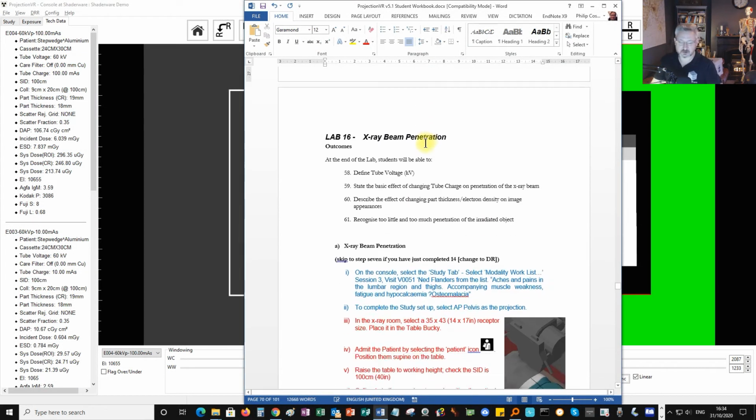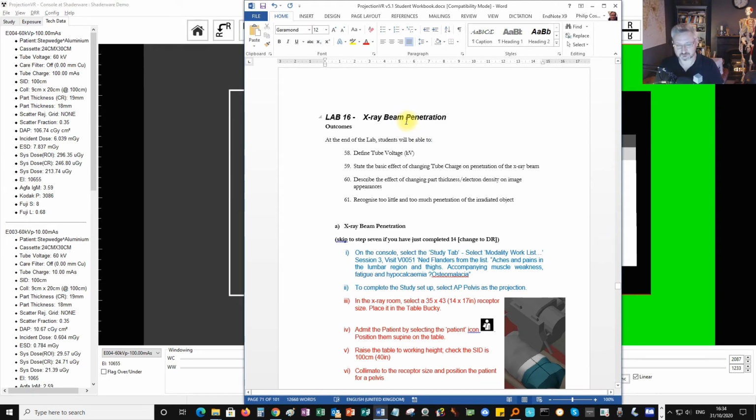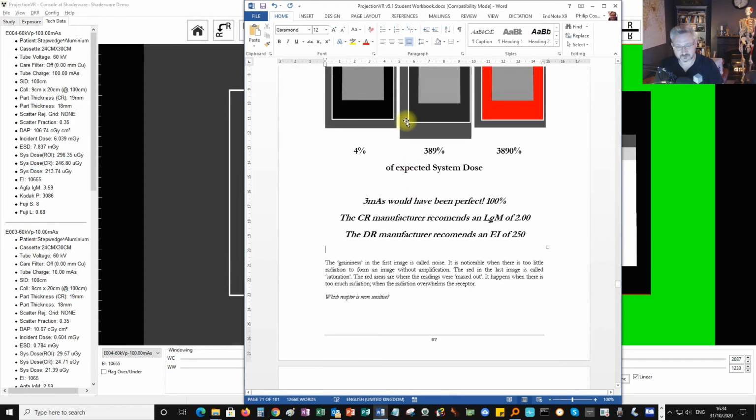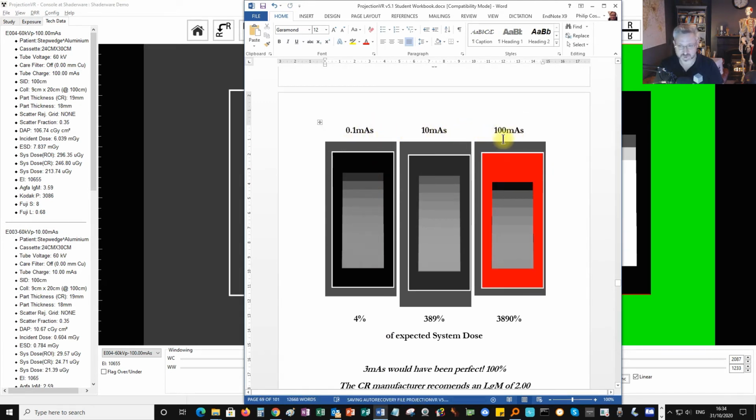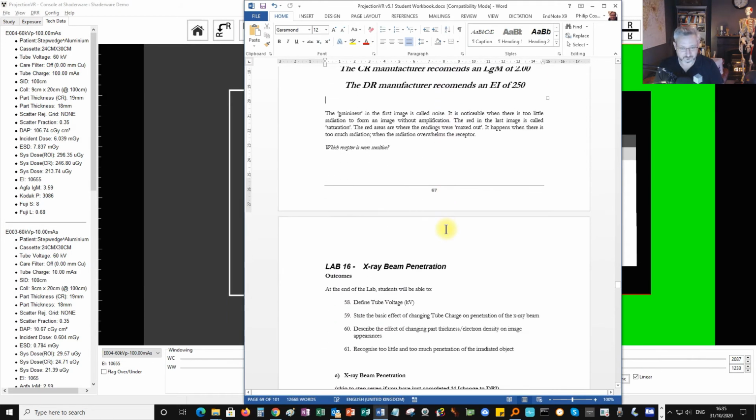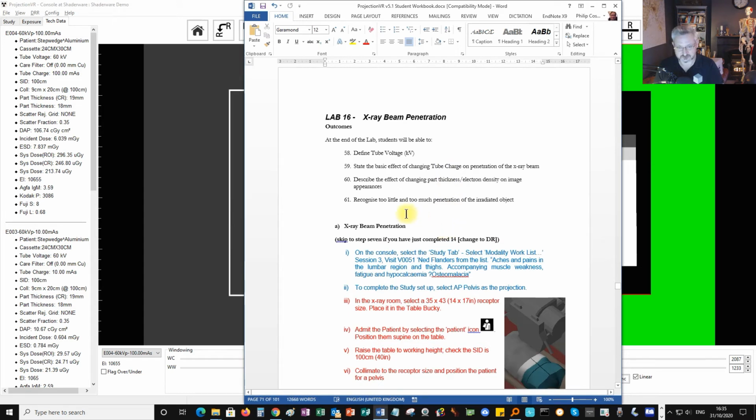Okay, so now we're going to go and look at the X-ray beam penetration, because in this last lab we were able to identify that changing the tube charge changed the amount of radiation landing on our receptor. So that was an excellent discovery. This time we're going to look at whether or not this is true at every voltage. So we're going to look at what effect tube voltage has on the use of tube charge as a way of changing the amount of radiation landing on our receptor.